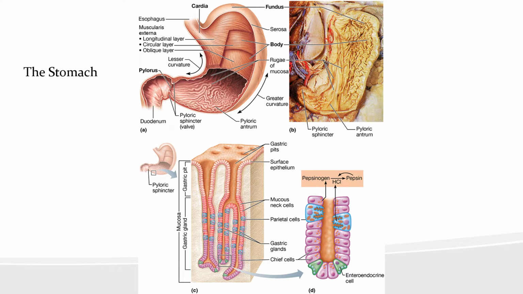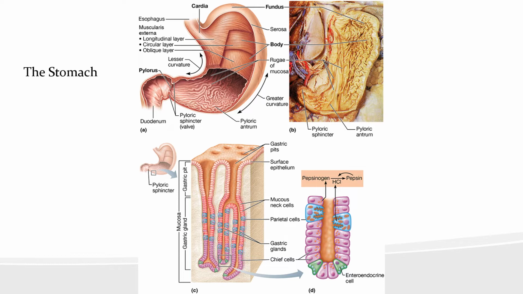So here in the photos, you're looking at first just the gross anatomy of the stomach, and B is an actual photo representation of the stomach. In C, it's an enlarged view of gastric pits and glands, a longitudinal view. And in D, you're seeing pepsinogen produced by chief cells, which is converted to pepsin by hydrochloric acid secreted by the parietal cells.